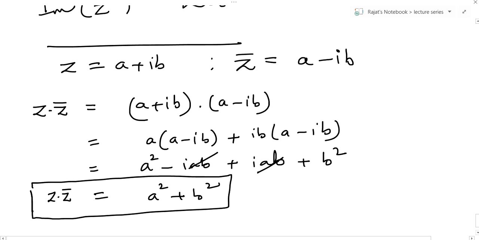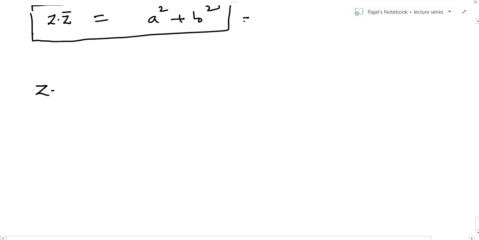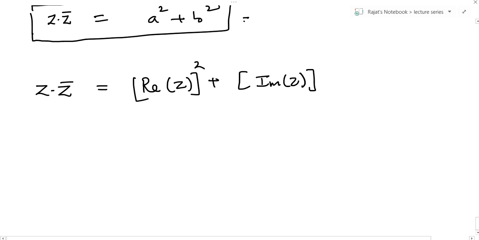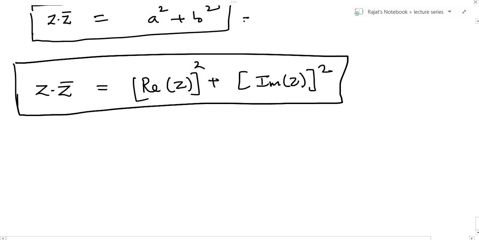So the multiplication of a complex number with its conjugate is nothing but the sum of the squares of the real part and imaginary part. I can write it like this also: z into z bar for any complex number is equal to real part of z whole square plus imaginary part of z whole square. This is the expression. We discussed a lot of different algebraic operations.